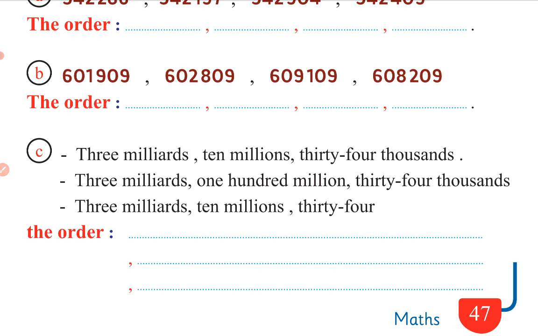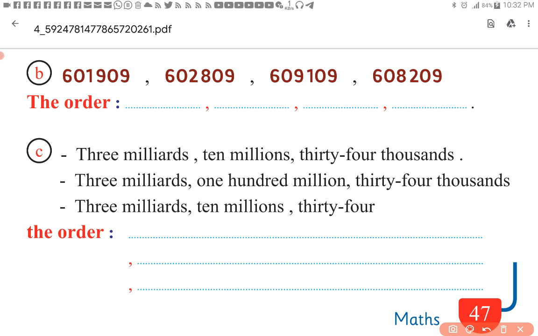Here we have 3 numbers and want you to put them in order. The first number, write it in digits: 3 million, 10 million, then 34,000, and then put 3 zeros in the units period. This is the first one.